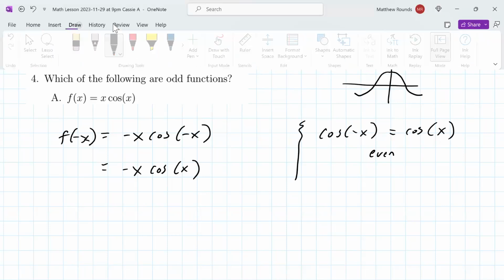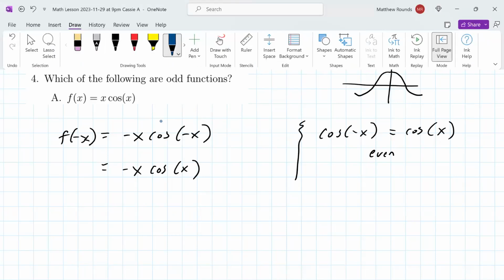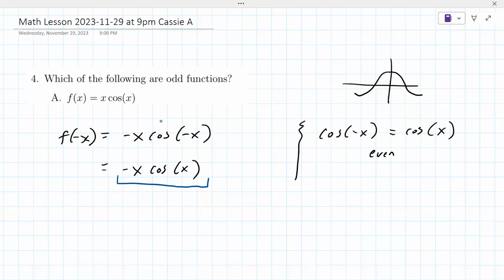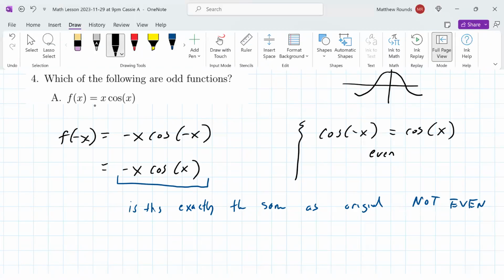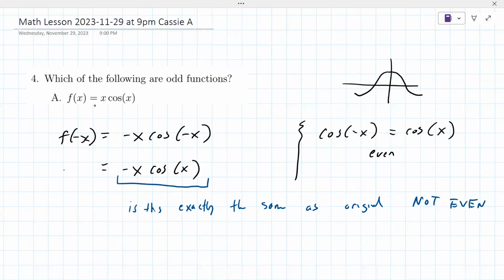This is your first checkpoint, or your gate, as you'll learn in project management. Is this exactly the same as the original? No, it is not. So it is not even. Which does not mean it's odd. It just means that it is not even. It's not like numbers that are even. So the next thing you do is factor out a -1.